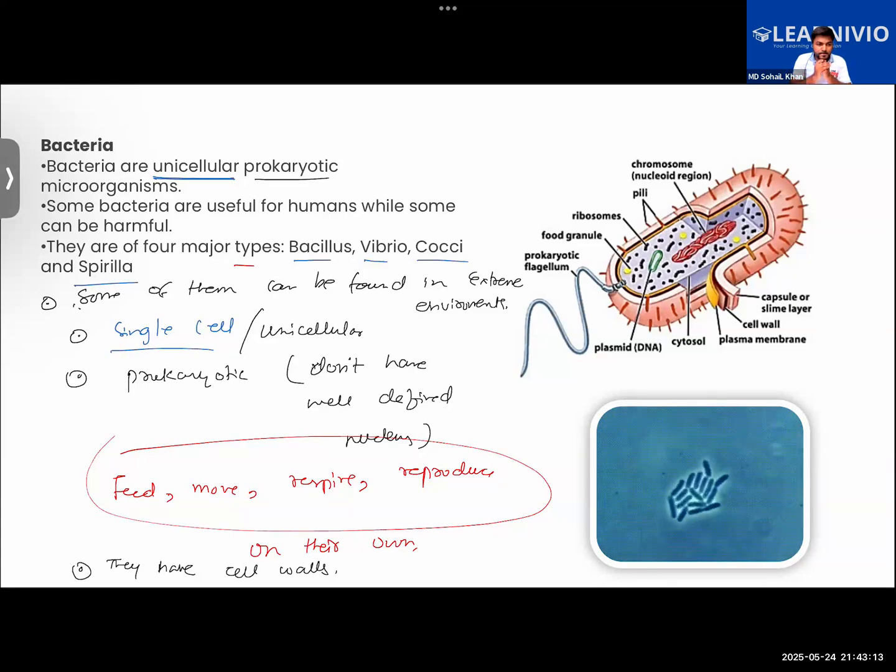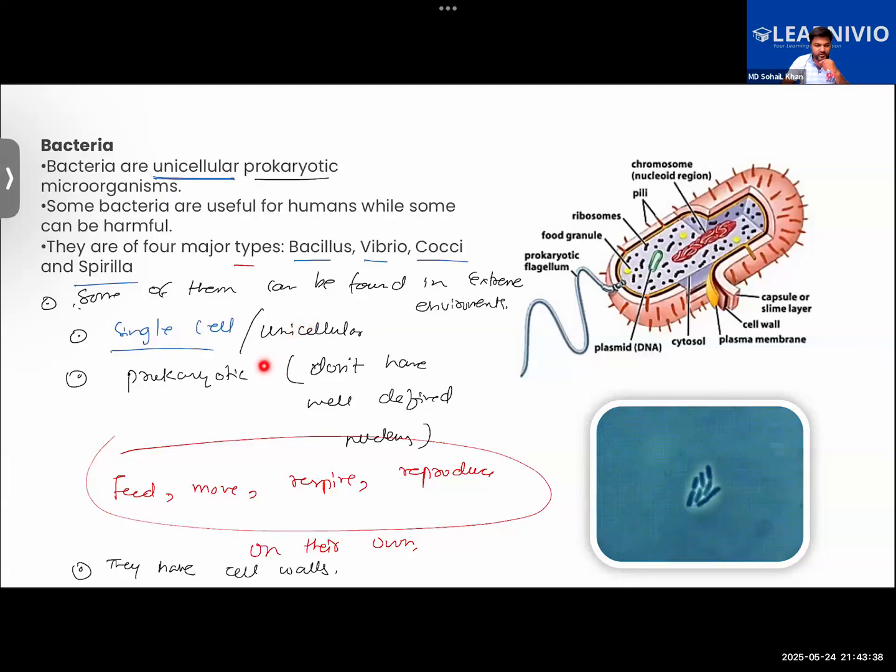Okay, sir. So we learned about bacteria that they are unicellular. Some of them are useful, while some of them are harmful. There are four major types of bacteria based on their shape. Bacillus are the rod-shaped bacteria. Vibrio are the comma shape. Cocci or coccus are the spherical shape, while Spirilla are the spiral-shaped bacteria. Right? They are single cell, or basically unicellular.